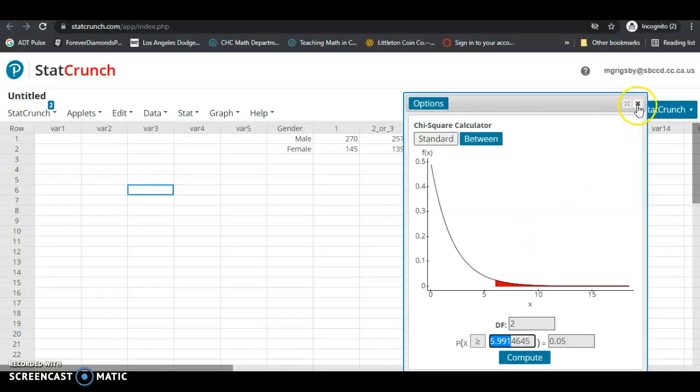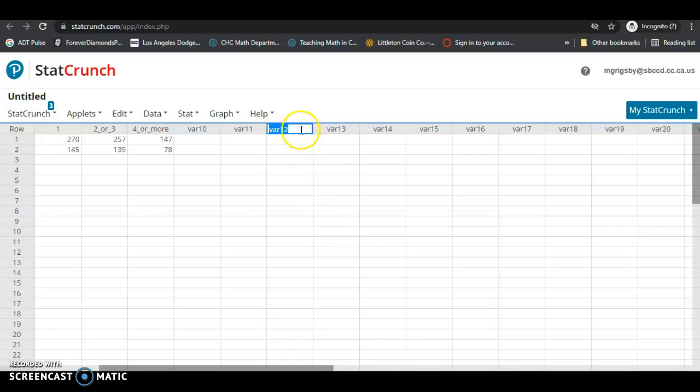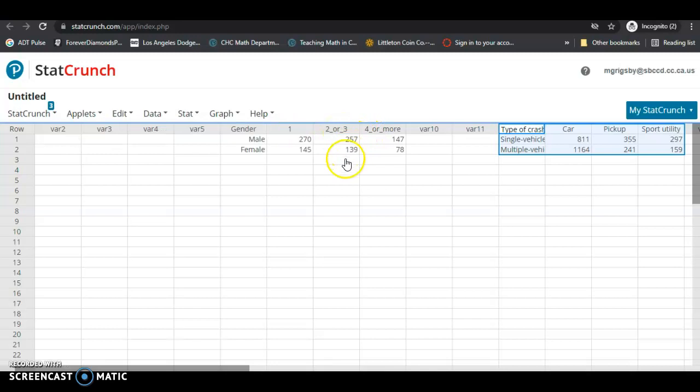Just going to close this window. You may or may not have data from the previous problem. So if you're doing multiple problems in the same spreadsheet in StatCrunch, let's go ahead and move over to a blank spot in our spreadsheet. Click in the very top row, right where it says var 12, var 13, and so on, and then paste that table.